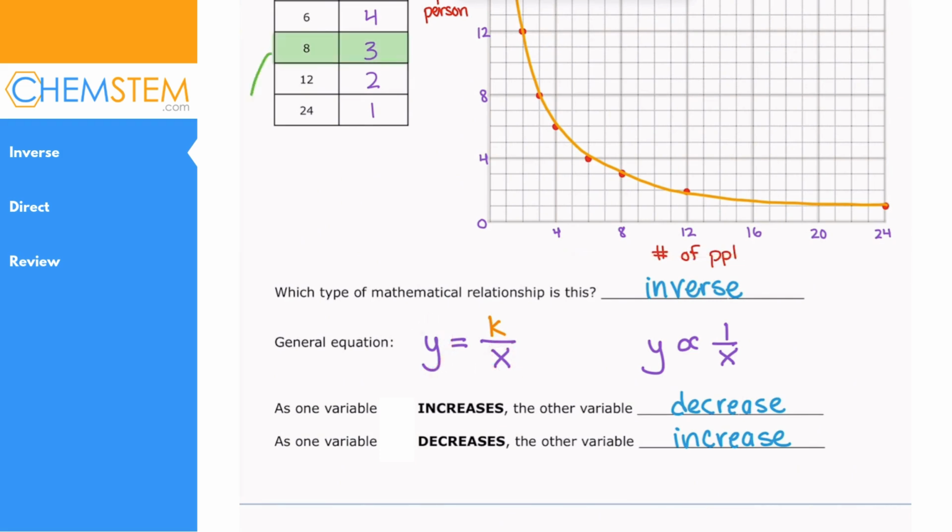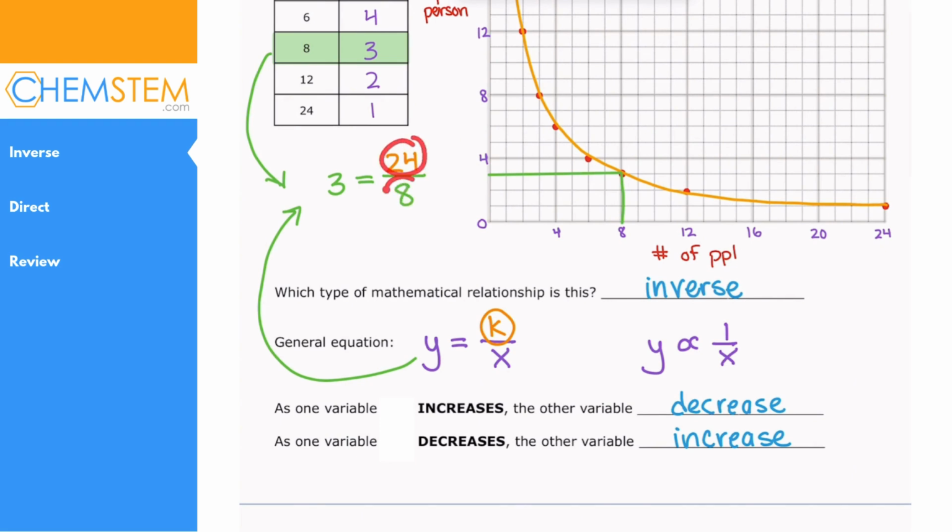Let's see what that means using 8 and 3 as an example with this generic equation. So y is going to be equal to 3. That's going to be equal to, remember, 24 is a constant. That's going to be where the k position is, so that's here. I'm going to put 24 in the numerator position, divide that by, and x is the number of people. That's going to be 8. Does this check out?